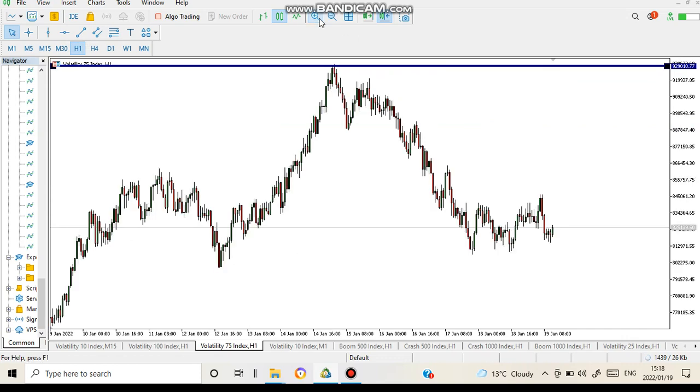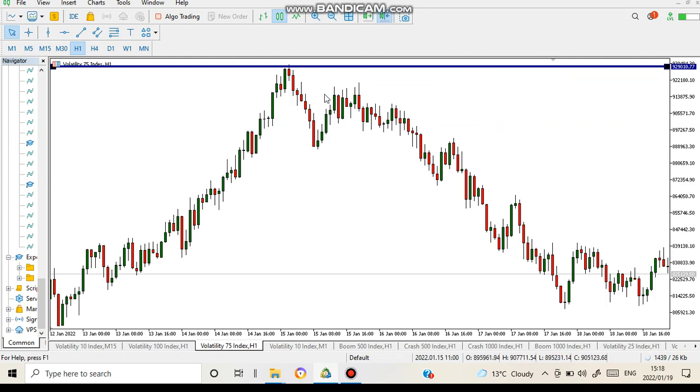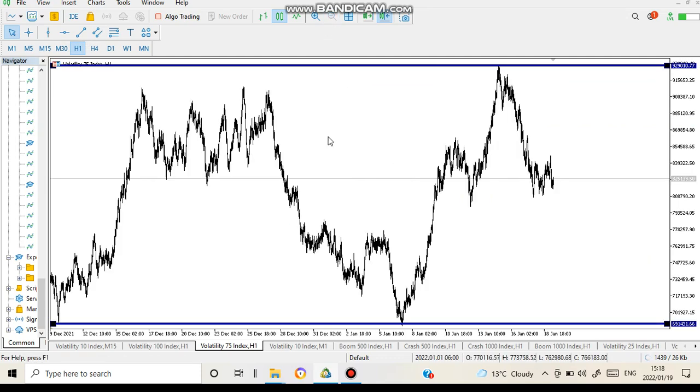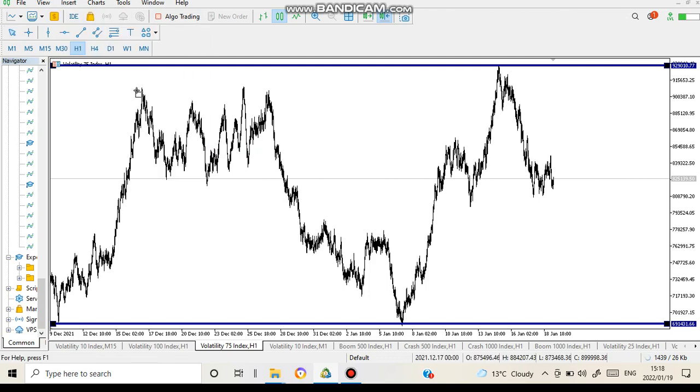Let me just zoom in. So you can see that we have our major resistance level. Once you're done finding your major resistance and support levels, the next thing you're going to do is find all key levels, for example, where the market has played around. So for example, over here, we can see that here is a key level.